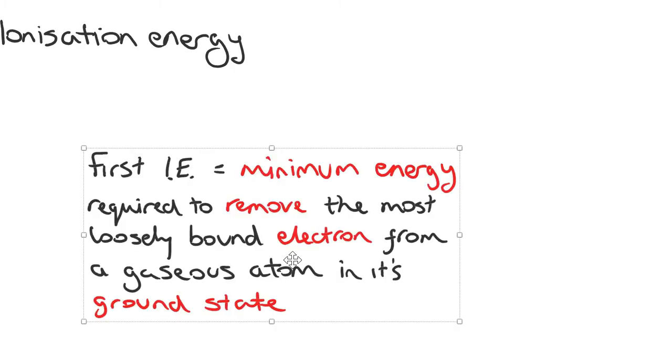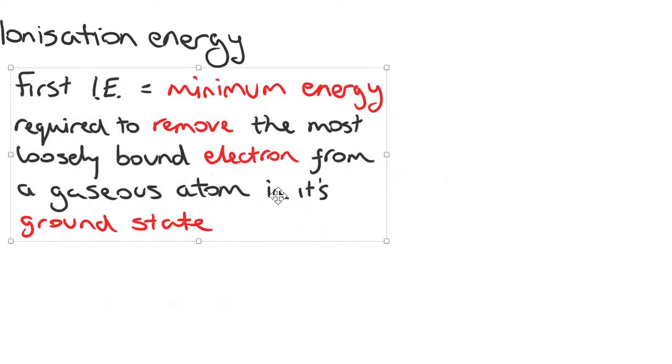A beam of electrons from an electron gun is used to remove an electron from a species to form a positive ion. The amount of energy required to remove the electron is recorded. So the first formal definition we'll look at is called the first ionization energy, and it's quite an important one. So I've got it up here.